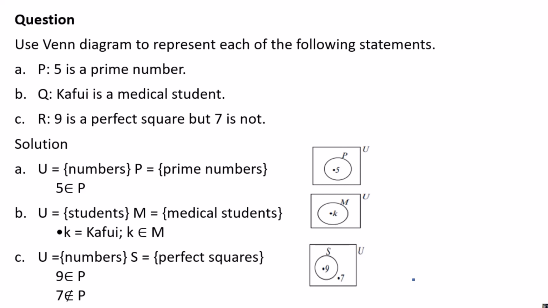In question R, 9 is a perfect square, but 7 is not. So the universal set will be numbers. S represents the perfect squares. So 9 belongs to the perfect squares, and 7 is not part of the perfect squares. So the universal set is numbers, S is perfect squares, 9 is part of the perfect squares, but 7 is not. So 7 is outside of the perfect squares.